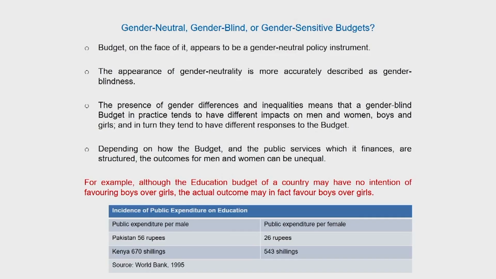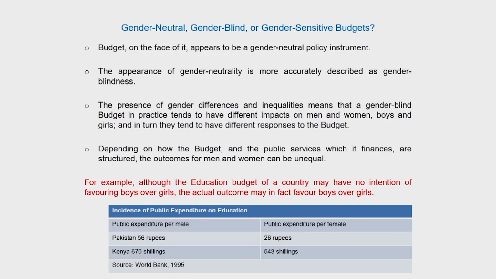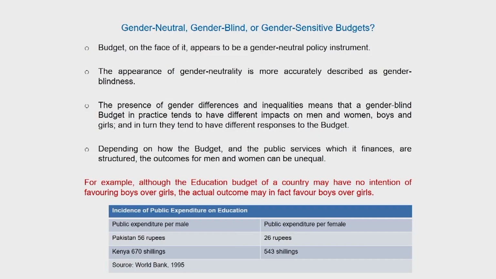So consider this: a budget is a financial statement of expenditures that need to be made on different heads. And so a budget on the face of it appears to be a very general gender neutral policy instrument. Hardly ever do you come across budgets made entirely for women. So on the face of it, a budget is a gender neutral policy instrument. And this appearance of gender neutrality can more accurately be described as gender blindness.